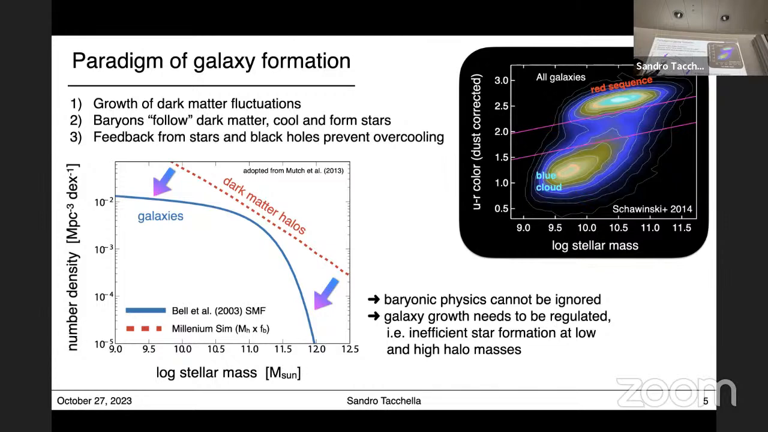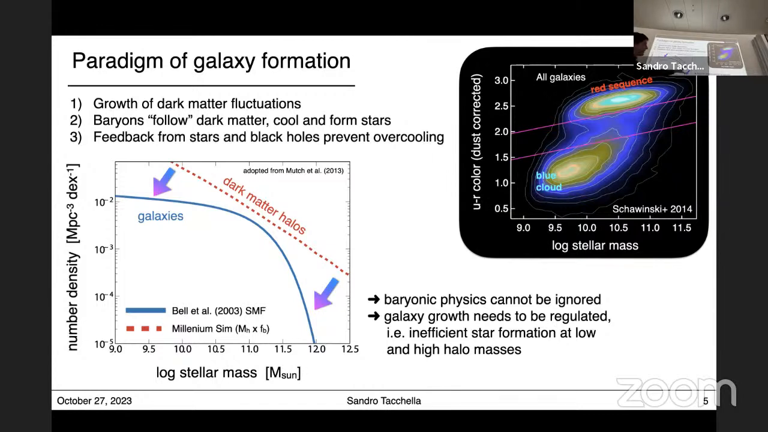And if we are rescaling the dark matter halo mass function by the baryon fraction, so basically assuming that all the baryons, all the gas is forming stars, we get this red dashed line. And you can see that you need to regulate the growth both at low halo masses and at high halo masses so that you are reproducing the galaxy stellar mass function.